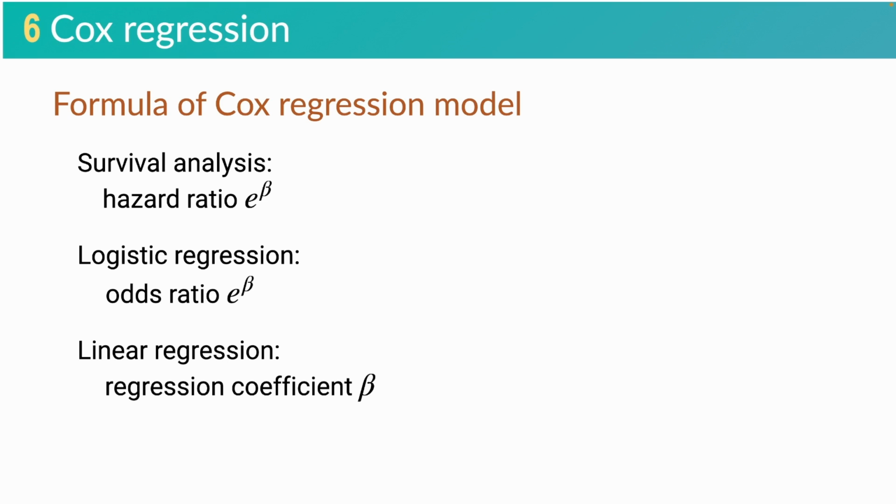So we can say hazard ratio describes the effect of a predictor variable on the outcome, or that is the hazard rate in this case.